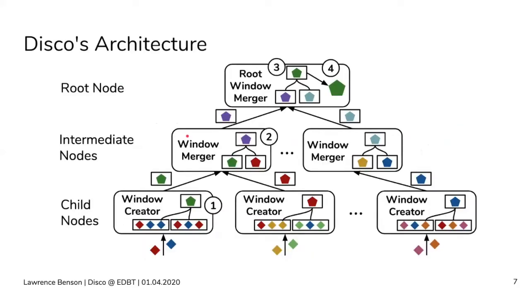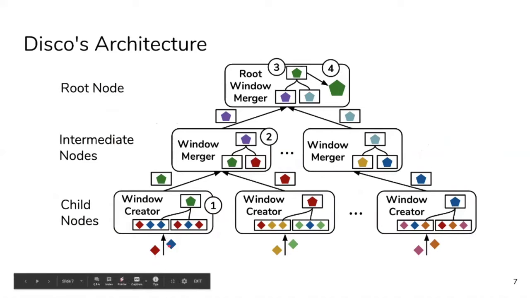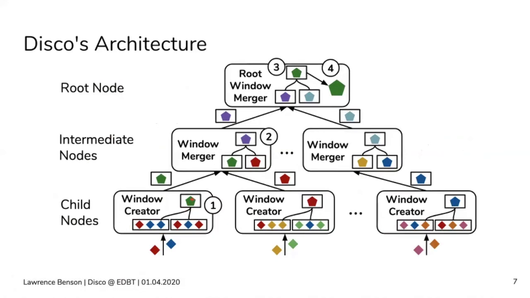So how does this work? Let's quickly look at Disco's architecture. Disco consists of three main components: the child nodes, the intermediate nodes, and the root node. We can see here in the first step, the child nodes that interact directly with the sensors receive raw events. They then create the windows and perform the aggregation on this data. And then they pass on the aggregate to the intermediate nodes.